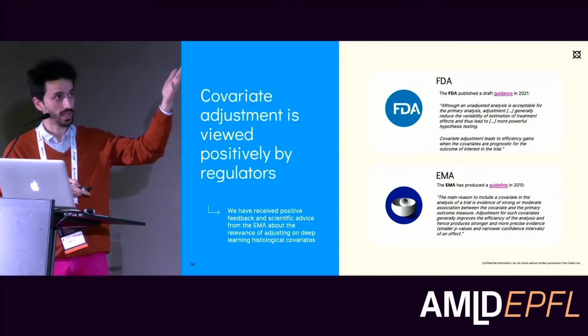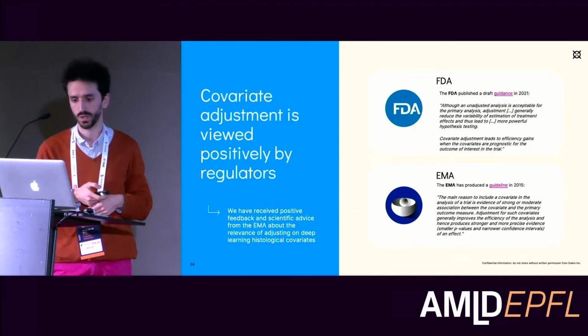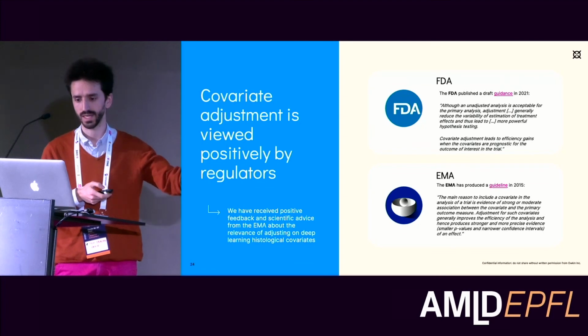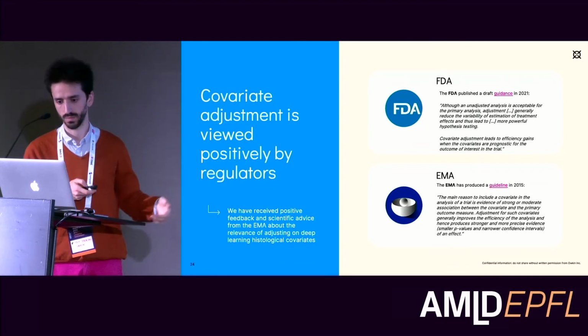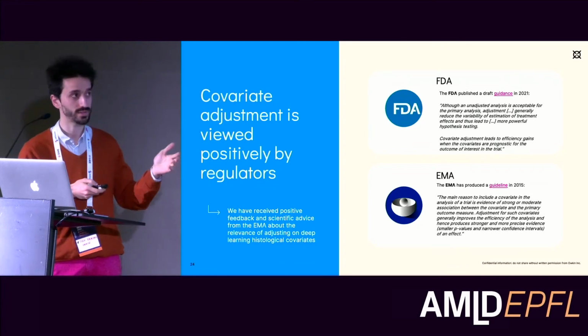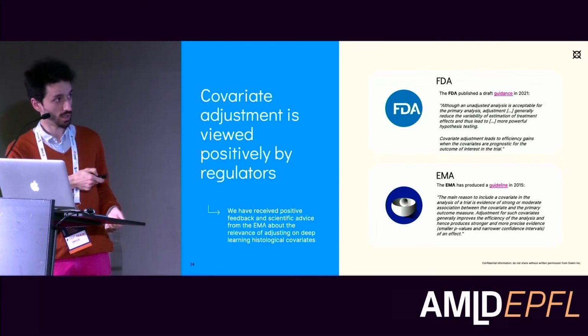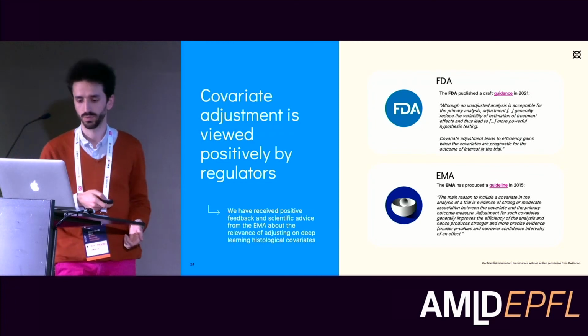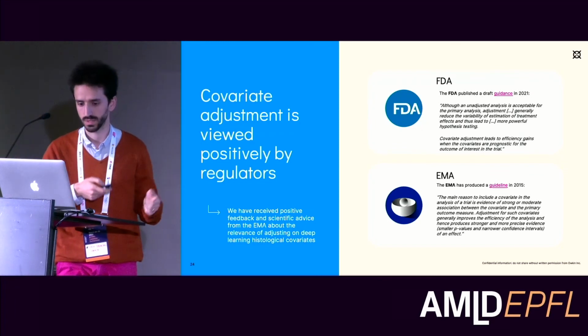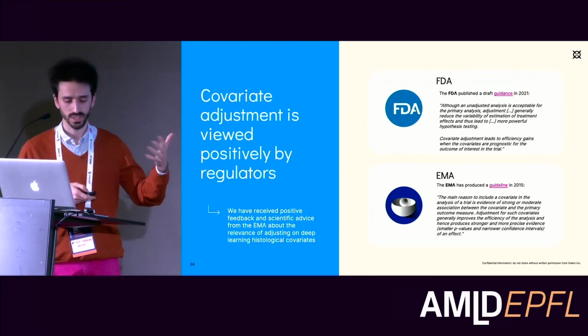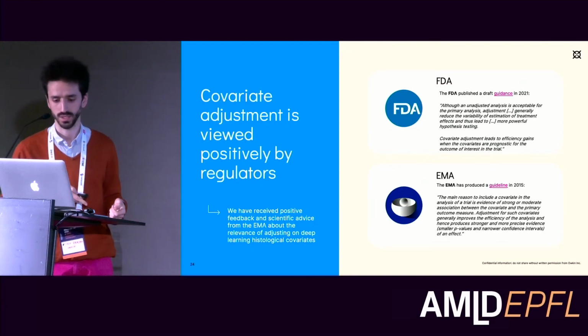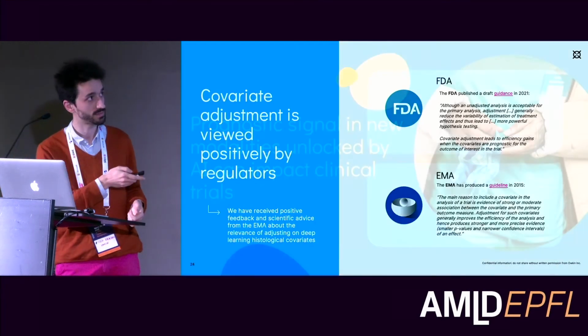And this is not new for the regulators. They've published guidance on the subject, even as recently as last year with the FDA draft guidance. We've discussed with the EMA the relevance of adjusting on deep learning histological covariates. They had positive feedback, still some work to do, but overall positive.